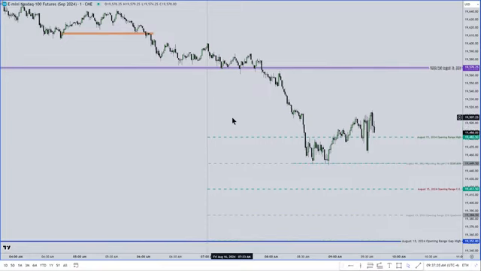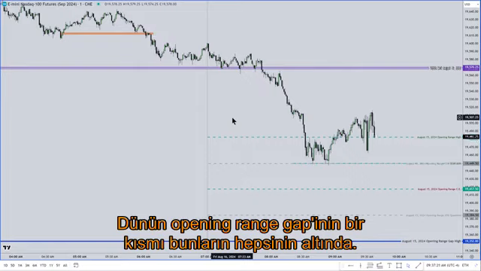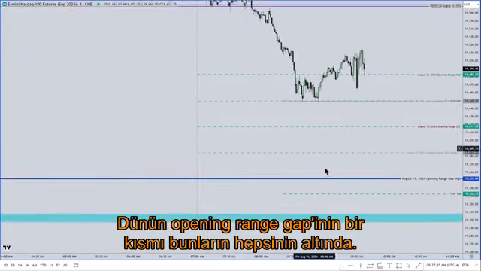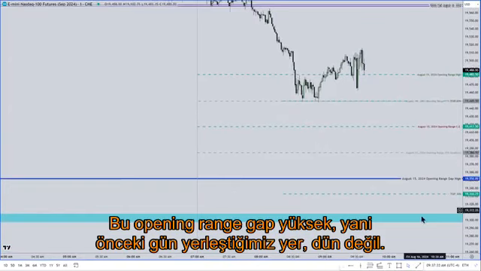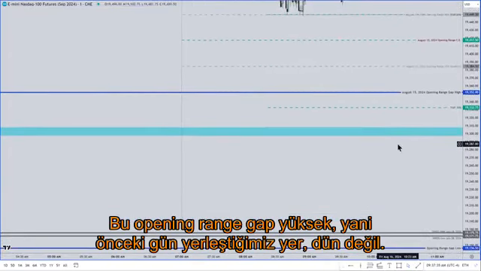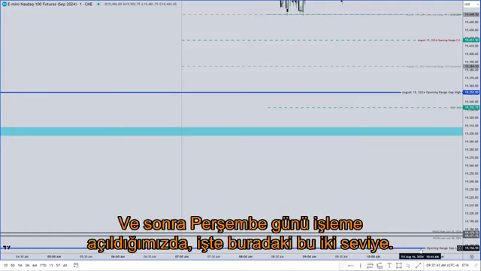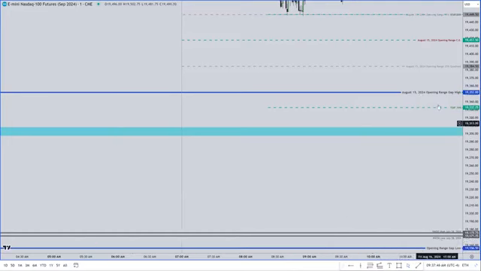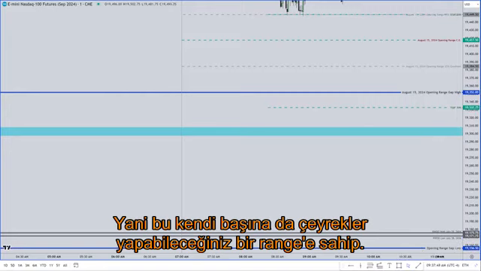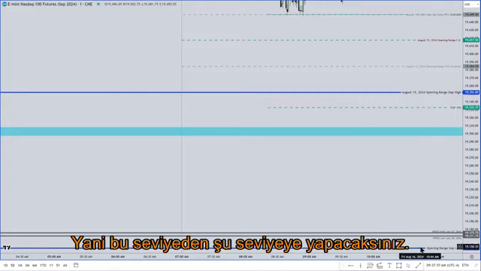The portion of yesterday's opening range gap is below all of this. This is the opening range gap high. In other words, where we settled the previous day, not yesterday. So that would be Wednesday. And then when we opened up trading on Thursday, that's these 2 levels here. So that in itself also has a range that you can do quadrants on. So you're going to do this level to that level.